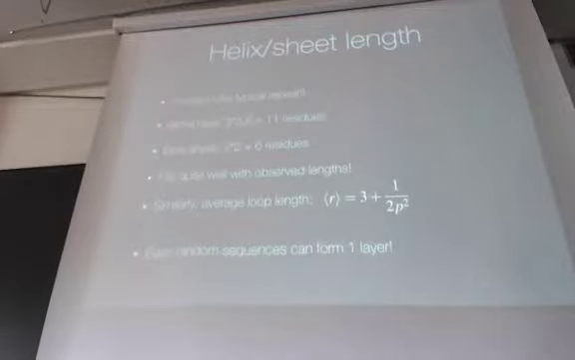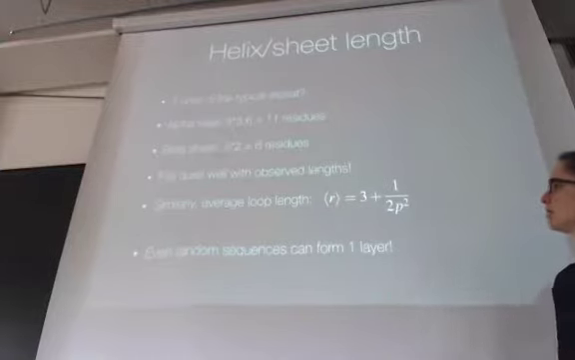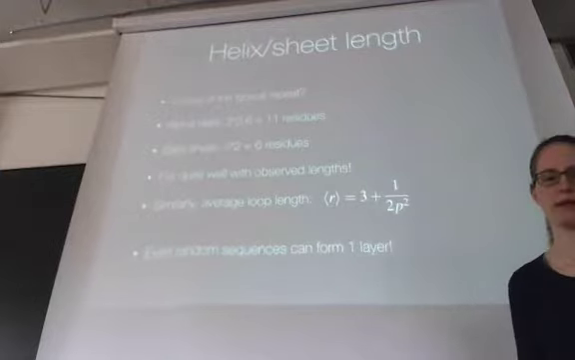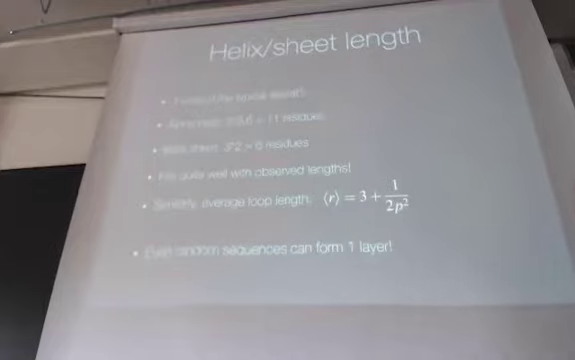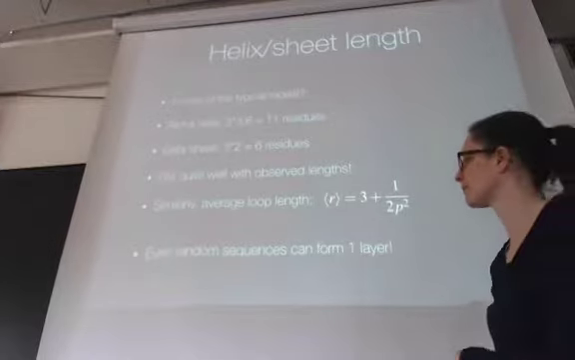You can actually do the same thing. It's not detailed in the book. I'm actually not sure how it's done, but apparently you can do the same thing for the average loop length, and then you'll find this formula instead. And this gives 5 if you take a probability of 0.5. And indeed, this is the typical average loop length.